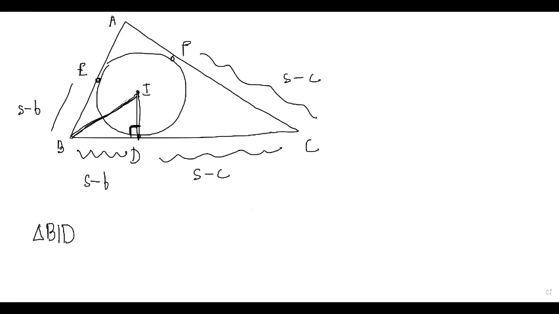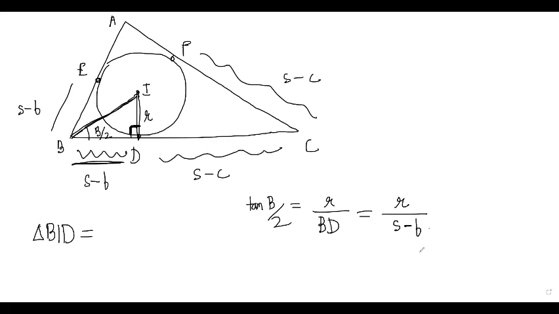Triangle BID. In this triangle BID, what will happen? This is r, and this is angle B by 2. So just say tan B by 2 is equal to what? r by BD. And we just now figured out that BD was s minus b. So we get r is equal to s minus b tan B by 2. Similarly, you can show that it is s minus a tan A by 2.